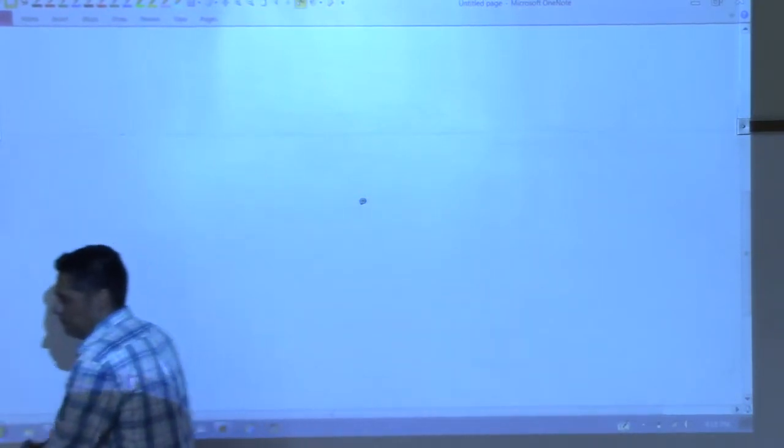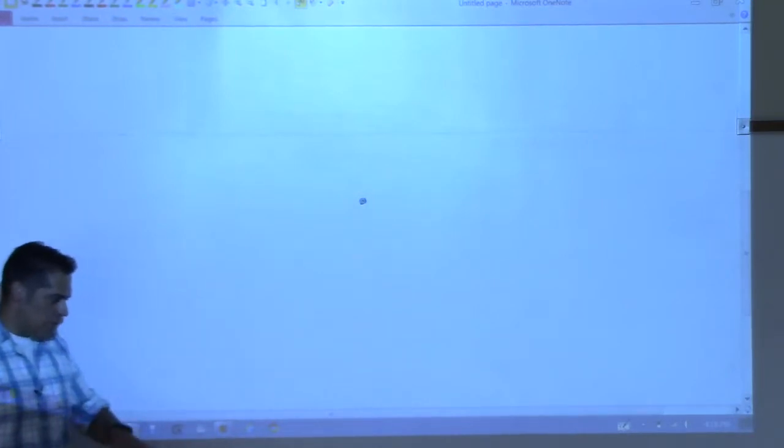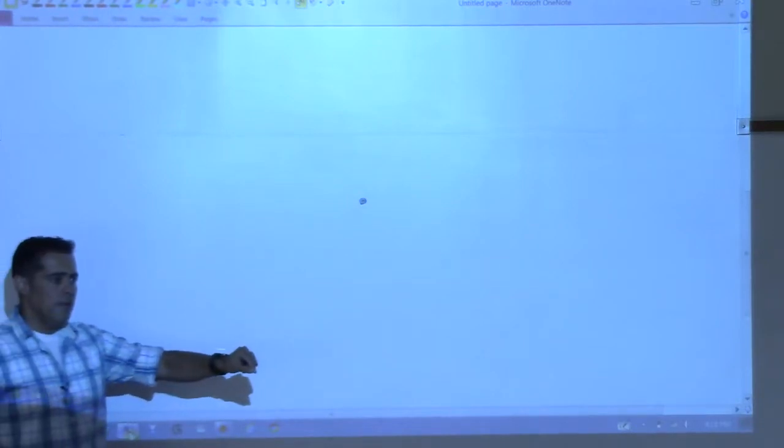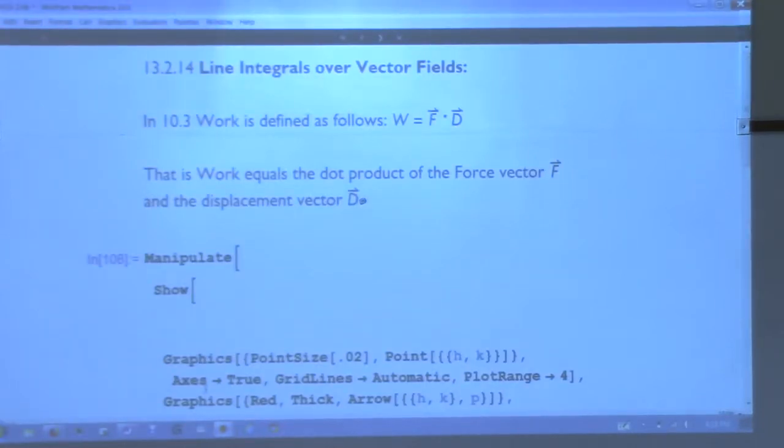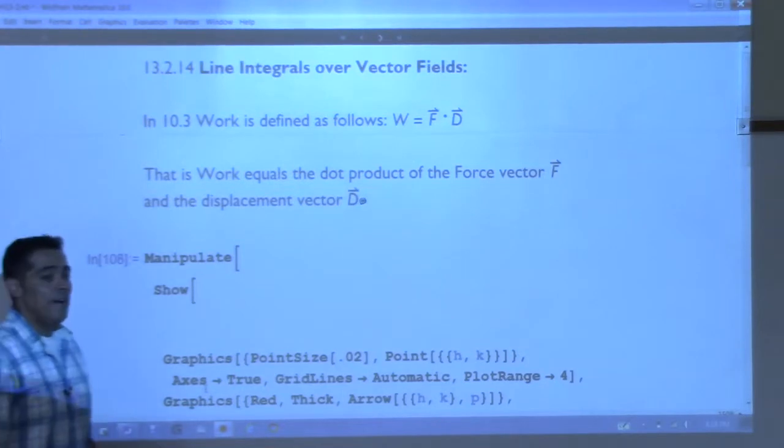All right. Now, so far, what we've done is we've said, all right, if we've got a function, a scalar function, and we want to move along a curve, we can add up things, and we get this answer which represents different things, areas or possibly masses or something like that. Now we're going to be doing line integrals over vector fields.